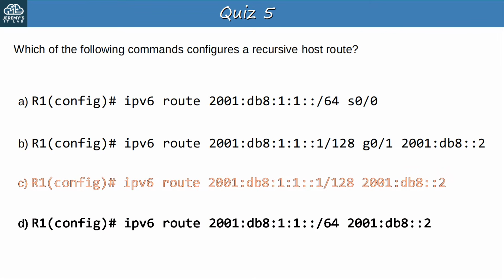Okay, the answer is C. A recursive static route specifies only a next hop address. A is a directly attached static route, and B is a fully specified static route. C and D are recursive.